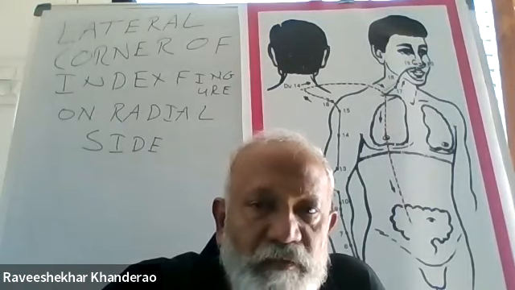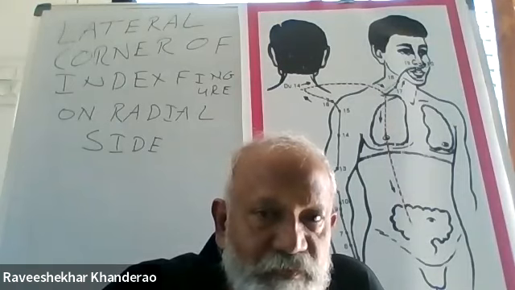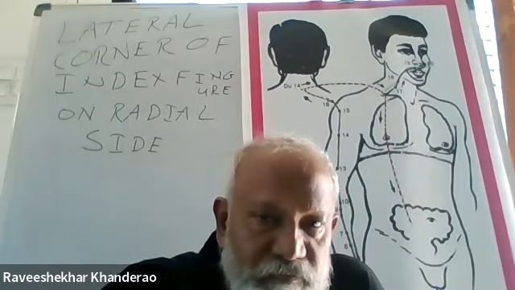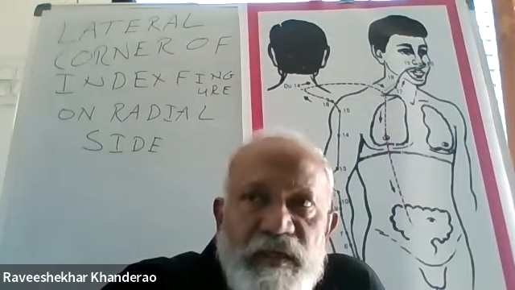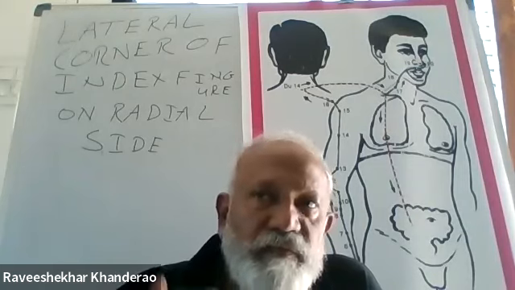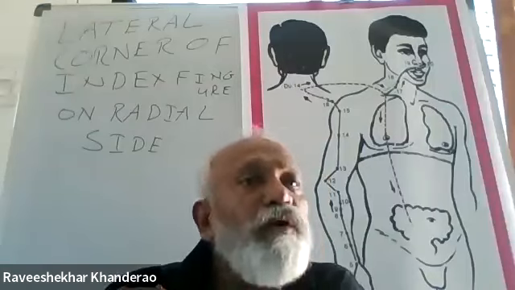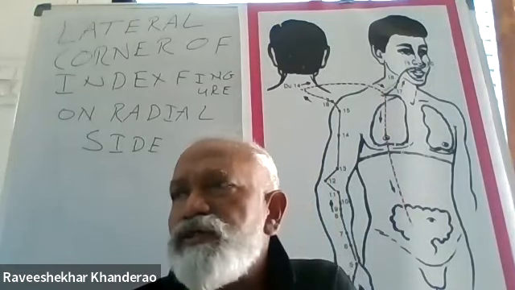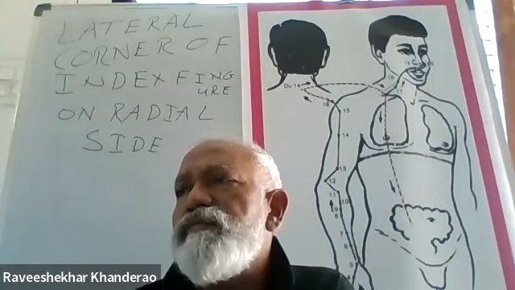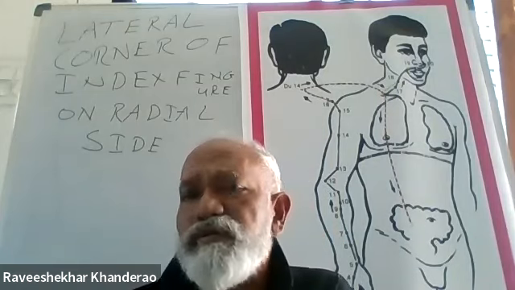Indication: hemiplegia. Hemiplegia, paralysis of one side, we use this point a lot. Hemiplegia caused by stroke. Write it like this: hemiplegia caused by stroke. Okay, in that case you can use this point.